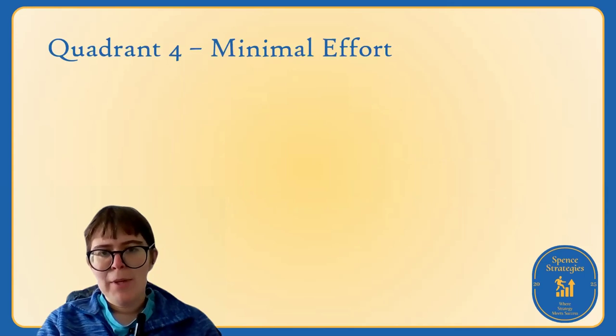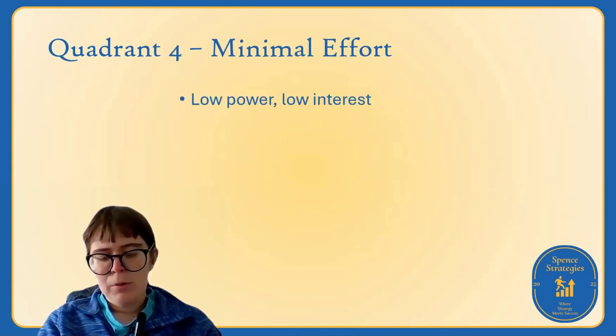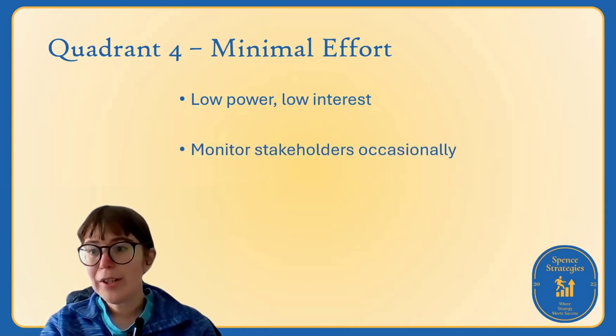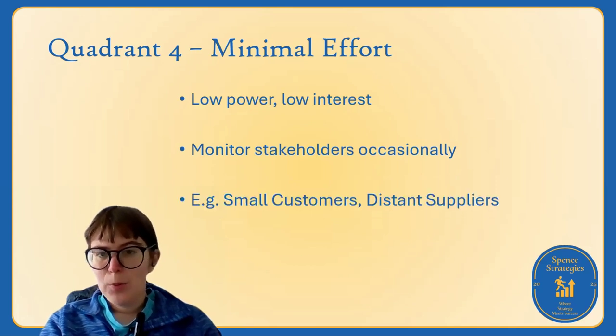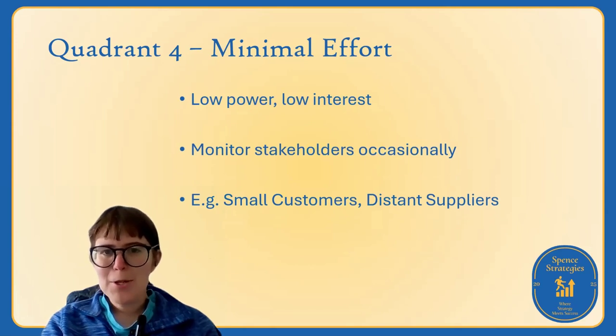In quadrant four, we have minimal effort, which is the final quadrant. So with this, we have low power and low interest. So this is all just about monitoring our stakeholders on an occasional basis. There's no need to do it regularly. To be quite frank, we'd probably be wasting our time. So for example, if you have a small customer, you appreciate the business that you are gaining off that small customer. However, it's probably not making or generating enough revenue for you to be massively involved in that process. Likewise, with distant suppliers, you don't need to be as friendly or as negotiable with them as what you do perhaps with suppliers that you are using day to day.